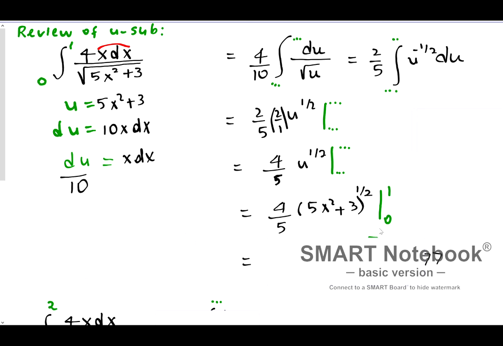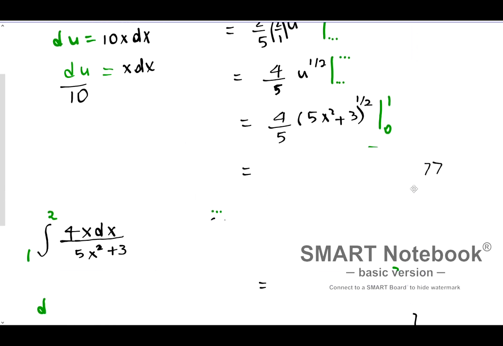That's what I have here, and all we have to do now is plug in the upper limit minus plug in the lower limit. When you have a constant like this up front, you can keep that outside. Plug the 1 in there for x, and you have 8 to the 1/2. Plug the 0 in there for x, and you get 3 to the 1/2, or square root of 3.